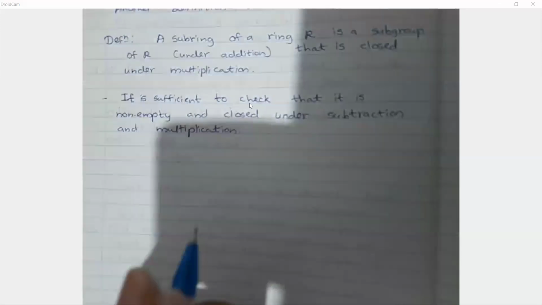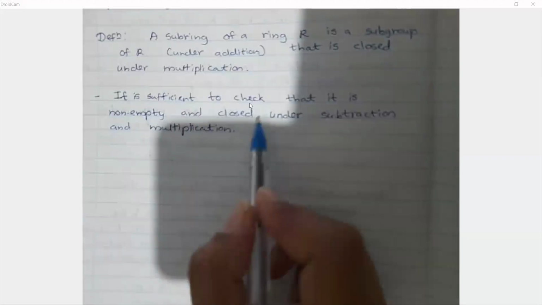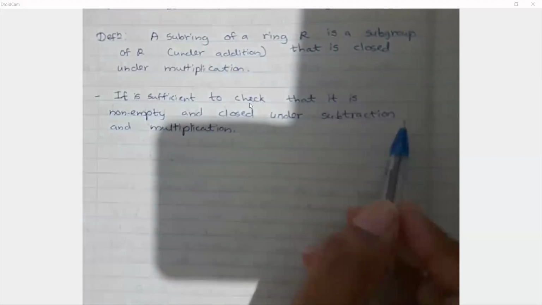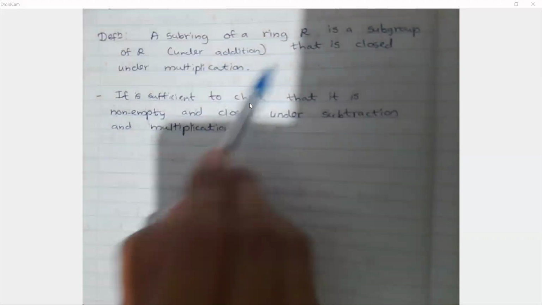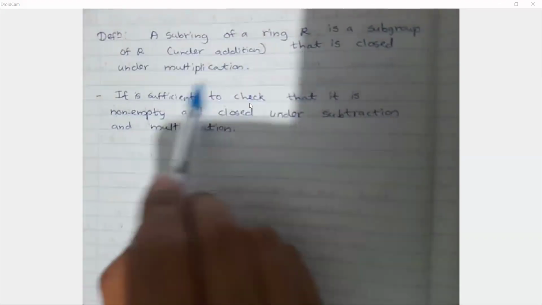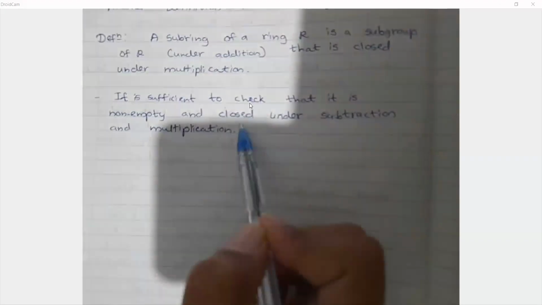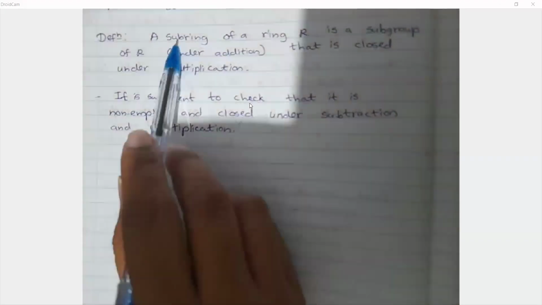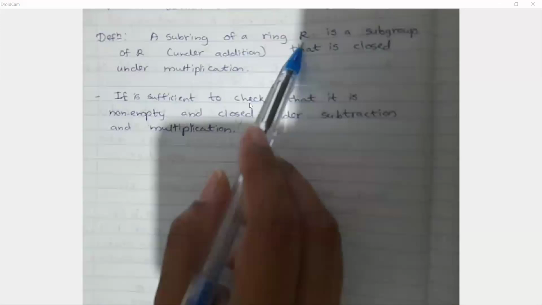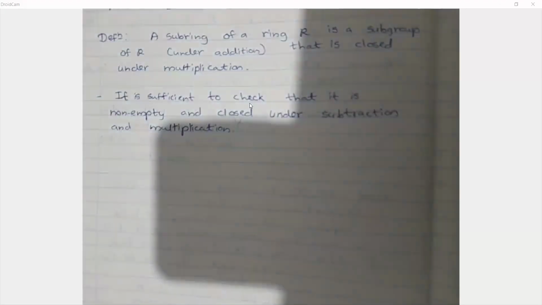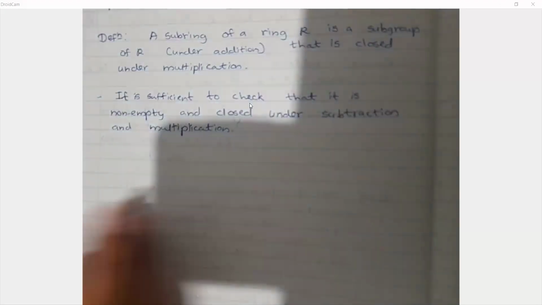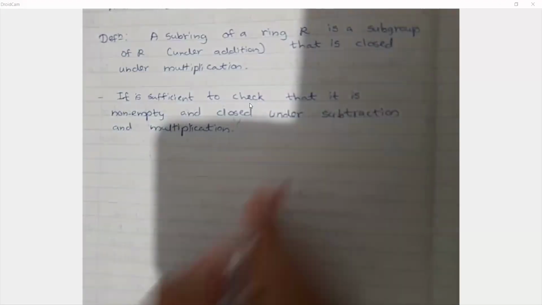So what do we mean by checking that it is closed under subtraction? Even in this definition, it says you have to check that it is closed under multiplication, which you have to do over here as well. But what does it mean when you say it's enough for us to check that it is not empty and closed under subtraction? If you compare these two, it says whatever subset you pick from R will be a subring if it is a subgroup of R under addition. So how do we check that it is a subgroup? We simply use the subgroup criterion, right?